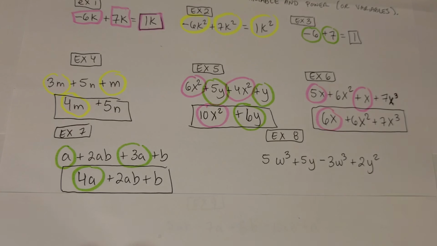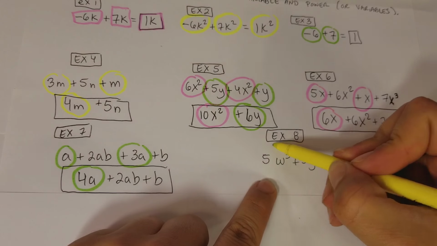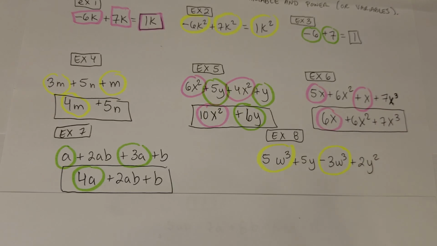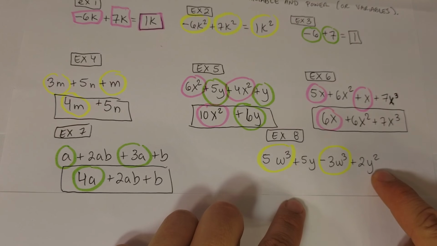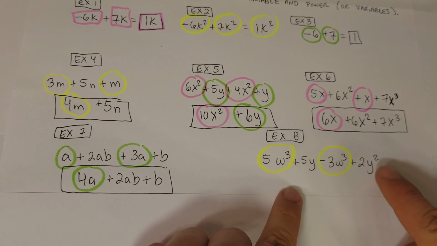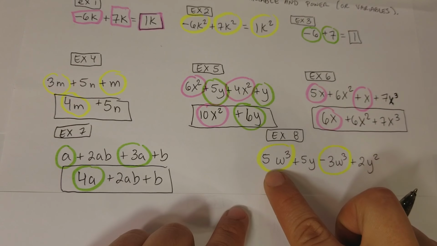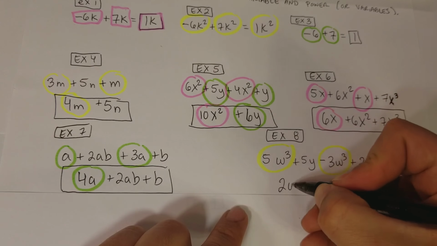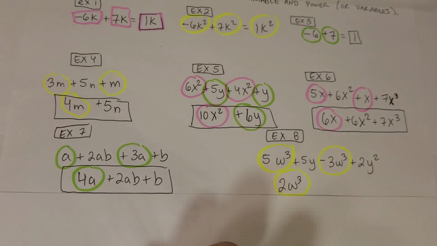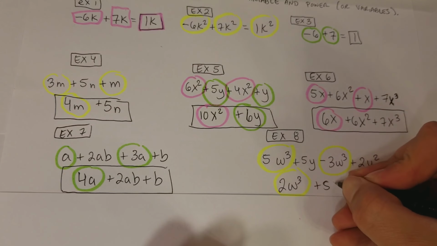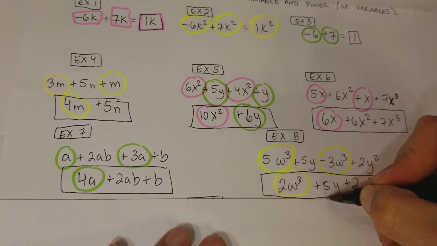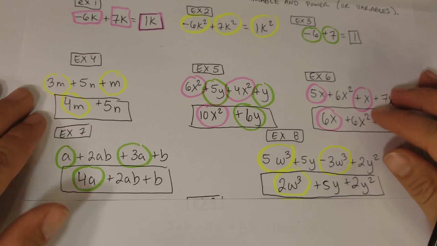That being said, example number 8, same idea. So 5w to the power of 3 can be combined with -3w to the power of 3 because they both have w to the power of 3 attached to them. But look, this is y to the power of 2, this is y. They're different. This has power of 1, this has power of 2, so we can't combine them. So all we can do is 5 minus 3 is 2, so we get 2w to the power of 3. Those two are combined. The other guys just drop them down. They go along for the ride, so it's plus 5y and then plus 2y squared. So final answer, box it, and then moving along to the very last one.